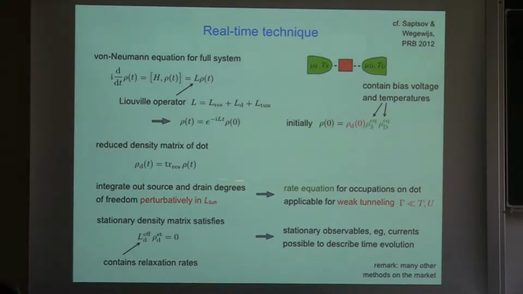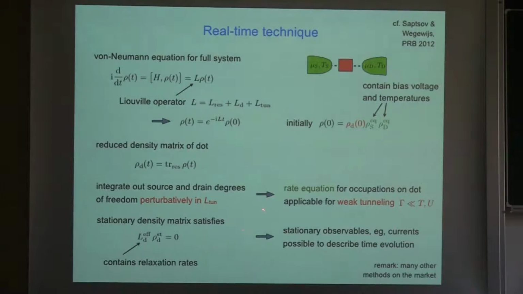And in general, we can describe all time-dependent processes in this system. We can also describe the relaxation of the system. But here I will only focus on the stationary properties of our system, which are then described by this effective dot Liouvillean here, which still contains all the information about the relaxation rates of the system, which depend, of course, on the interaction strength, on the voltage, on the temperature, and so on.